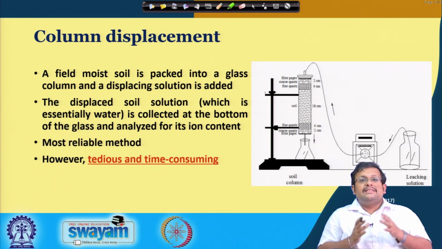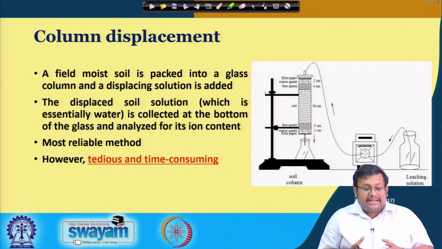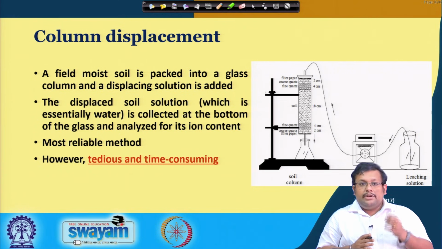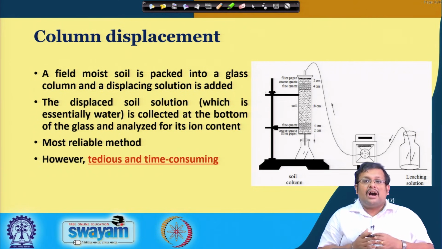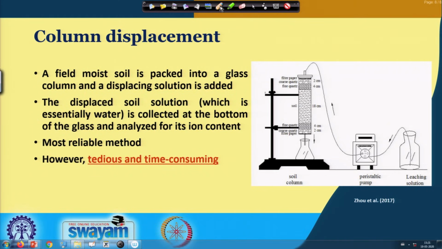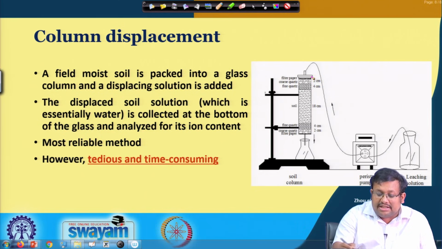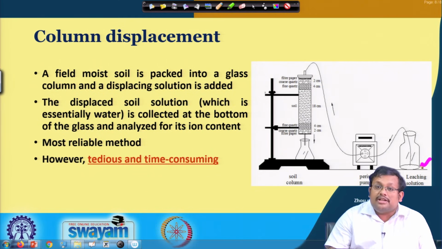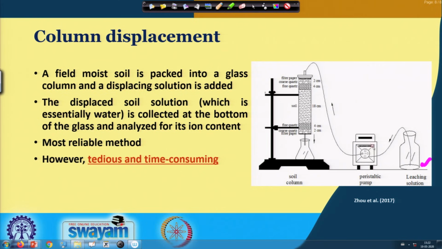So, displacement process, basically we as soil scientists generally use column displacement to measure the concentration of ions or intensity factor. For example, a filled moist soil, as you can see in this picture, is packed into the glass column and displacing solution is added. So, you can see it is a leaching solution or displacing solution.